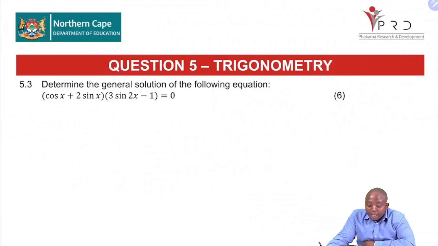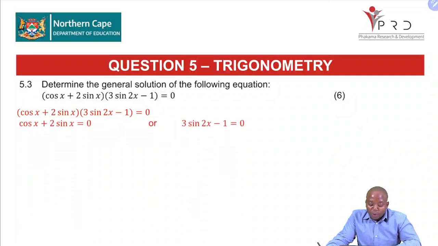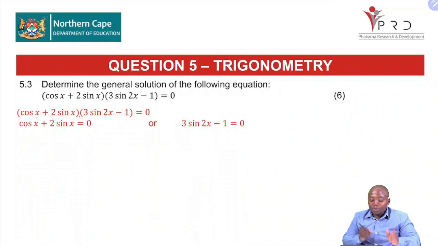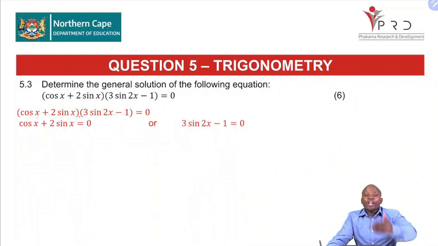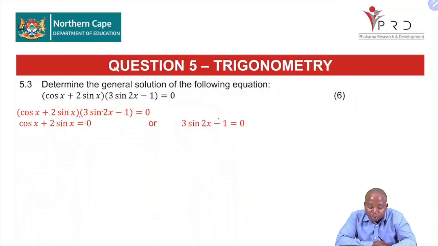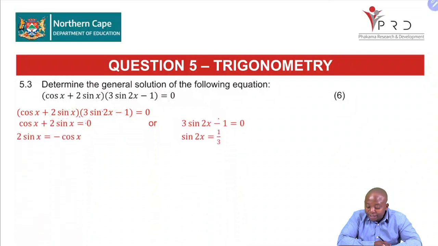Now, determine the general solution of the following equation. To find the general solution of this equation, we see that we have a zero product rule right here. If two brackets multiply each other, equated to 0, we apply the zero product rule as we would under our algebra. So the first bracket is equal to 0 and the second bracket is equal to 0. So we're going to simplify and work with the brackets separately. I'm going to just focus on one side first.